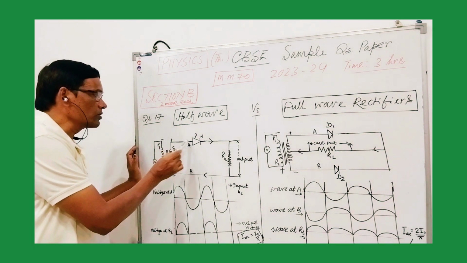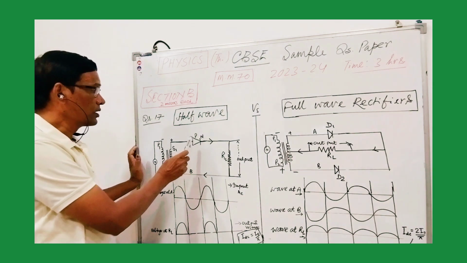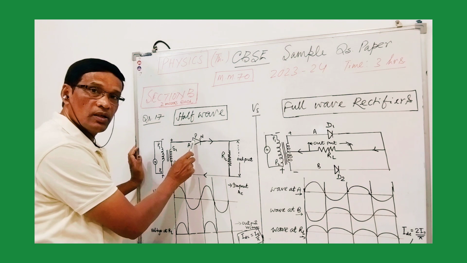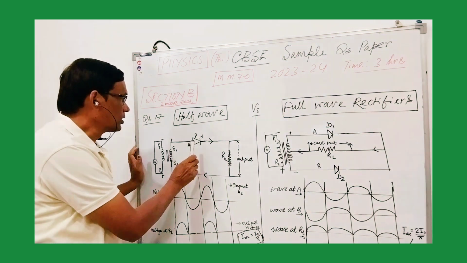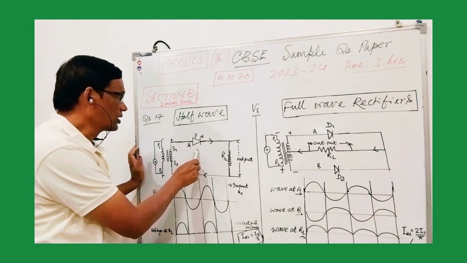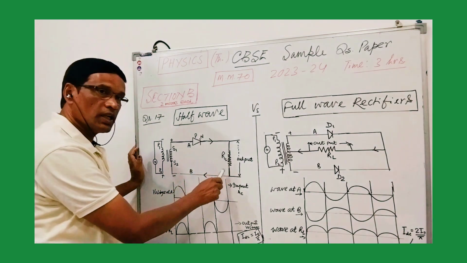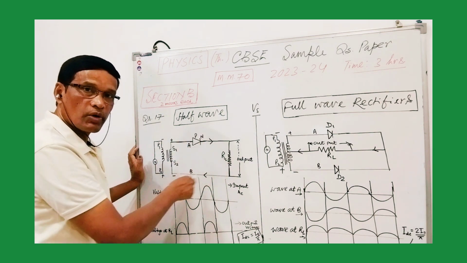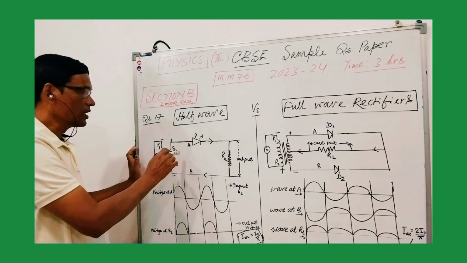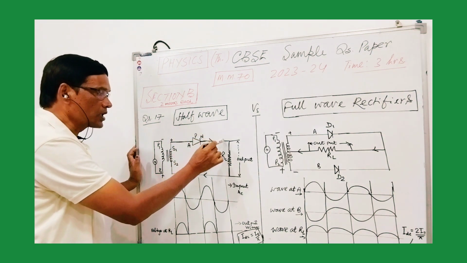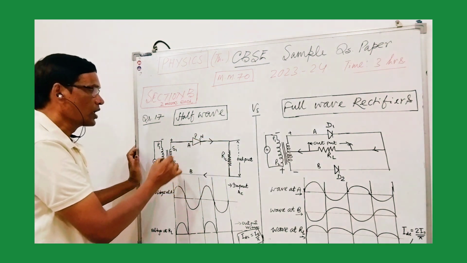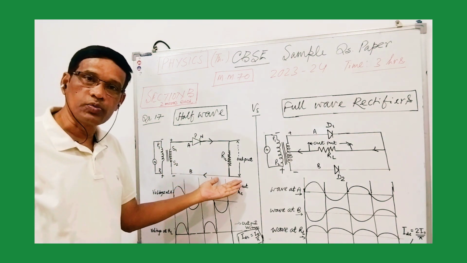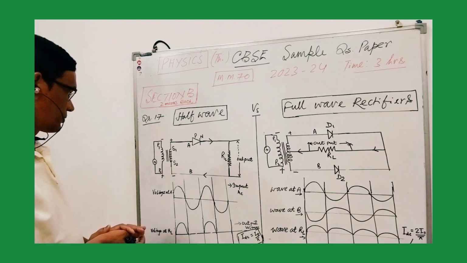Now S1, the positive waveform, will be fed to the P of the diode, and then it will be a forward bias situation. So what will happen? That time the diode will be conducting, and you will be getting one output across the RL. The load output will be obtained across the RL.